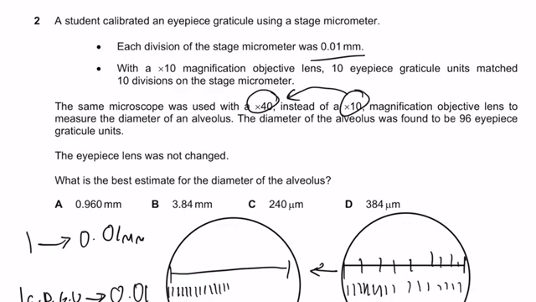And of course, we're going to have to convert that to micrometers. So that's 2.5 micrometers. Of course I multiplied by 1000 in order to get it in micrometers, so millimeters times 1000. Now multiply 2.5 by 96, and you should get the length, or basically the diameter, of the alveolus under this magnification, which is C.